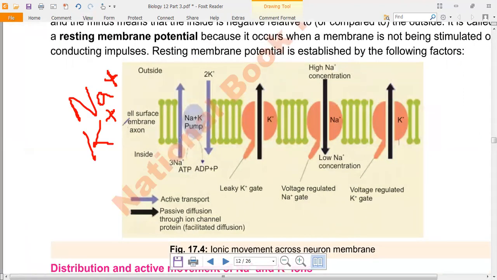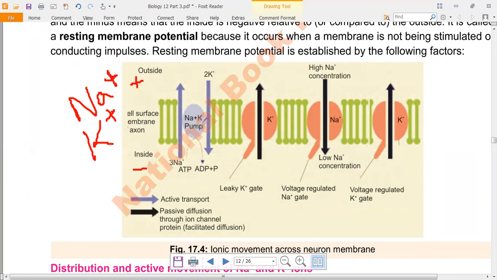So here we can say that at rest, the membrane is positive from outside and negative from inside. So this is the resting membrane potential: the neuron membrane is positive from outside and negative from inside. This is the charge distribution on both sides. That is also called resting membrane potential, as well as the polarized state of the membrane.